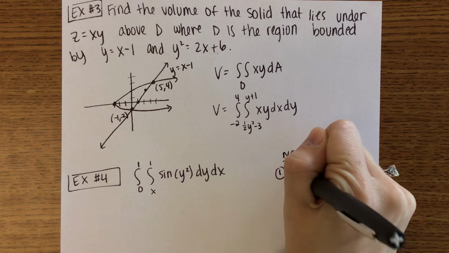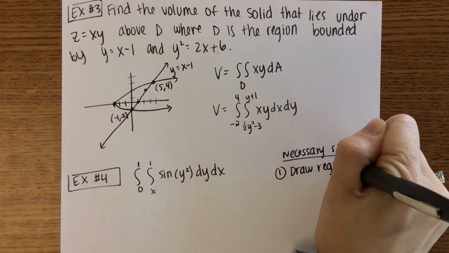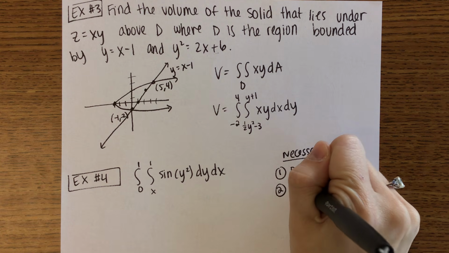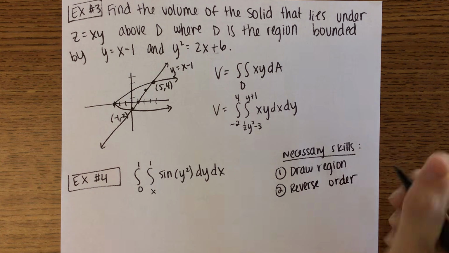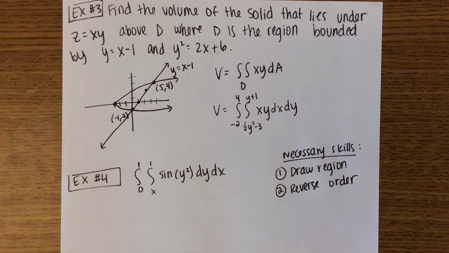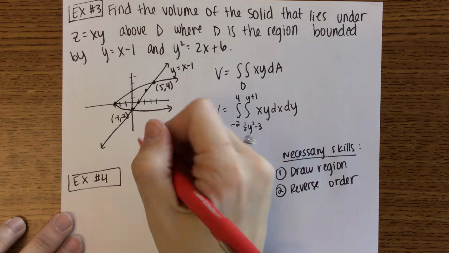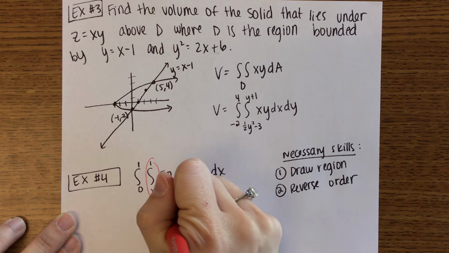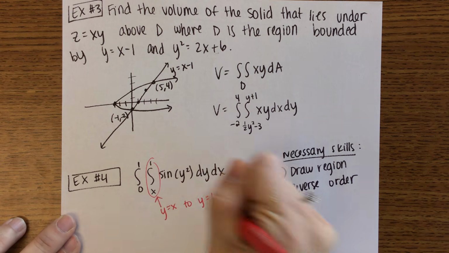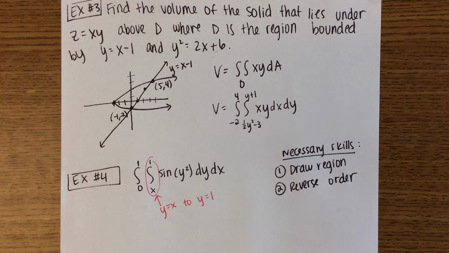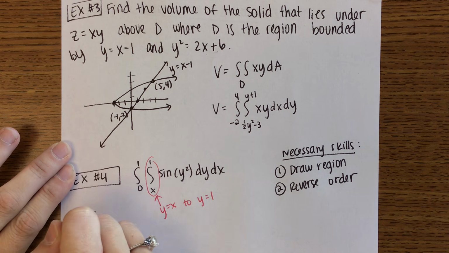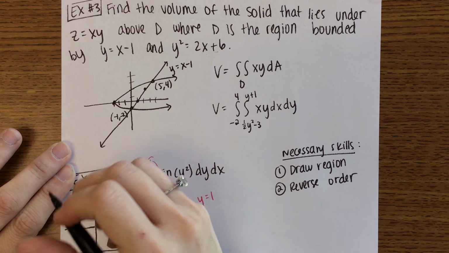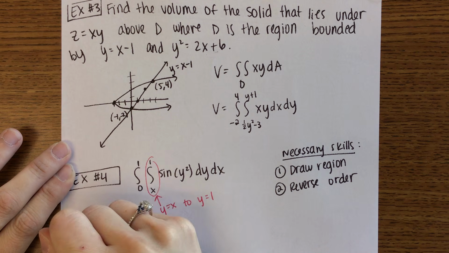First thing that we need to do is we need to be able to draw the region based off of those limits. Next thing you have to be able to do is reverse the order. Okay, so here's the idea. If we look at the inner limits first, these are the limits for y. So we are going from y equals x to y equals 1. That's what we're going to draw. This is our y equals 1, and this is our y equals x.